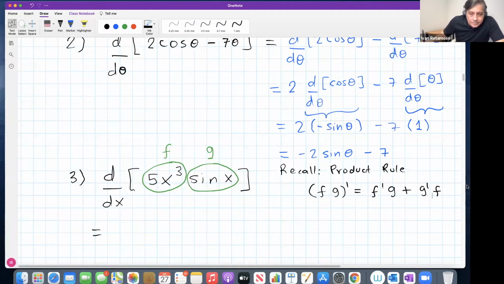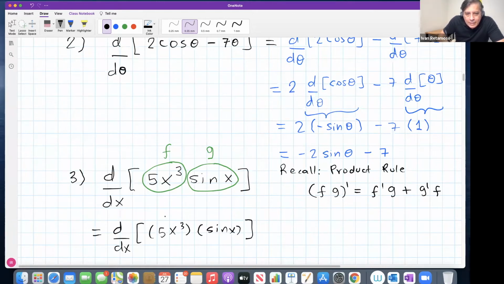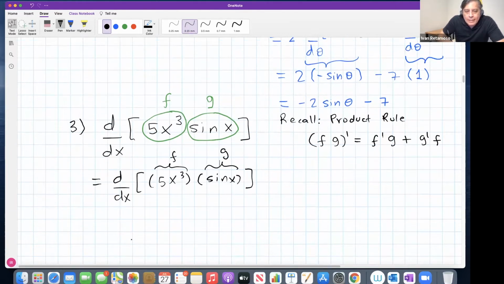All right, so applying the product rule, we identify this one with the f function, this one with the g function. Basically we have to take the derivative of 5x to the third times sine of x, right? Let's write it within parentheses. So clearly this one will play the role of f, and this one will play the role of g. So let's do it now. We're going to start by taking the derivative of this one, the derivative of f, right, which is what?